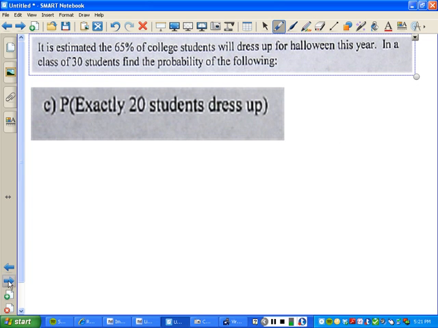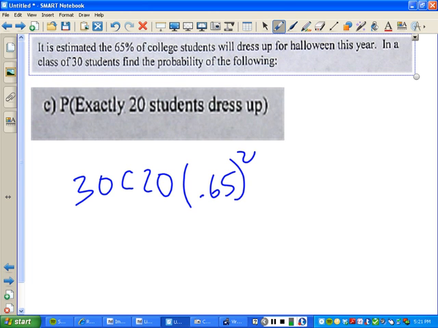All right. Exactly 20 students will show up, or exactly 20 students dress up. So, exactly 20, how do you do that? 30 nCr 20, times 0.65 to the 20th, times 0.35 to the 10th. I looked at the wrong one at first, it's 0.35, not 0.4.